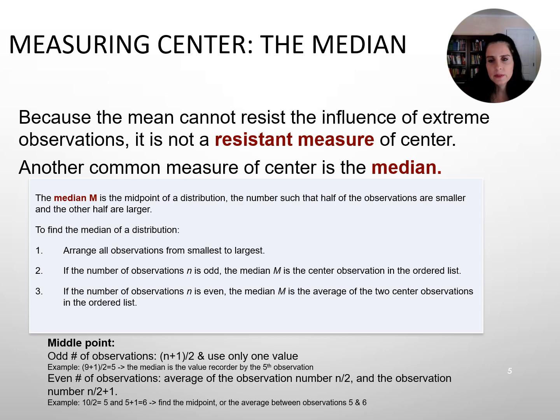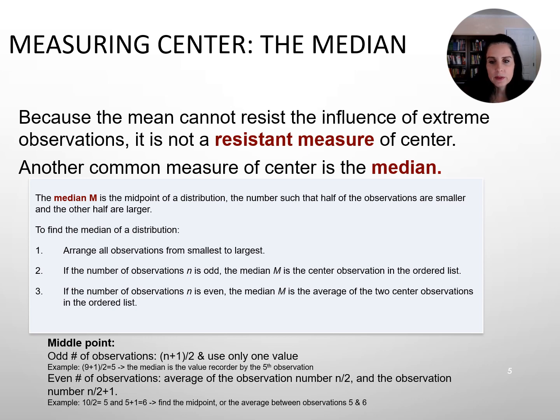If you have difficulties finding the middle point, you can use the following strategy as a general rule. If you have an odd number of observations, like 9, you should add 1 to this number and get 10. Then you divide 10 by 2 and obtain 5, which means that the 5th observation is the median. In this case, you can just use this value. You do not need to compute an average.